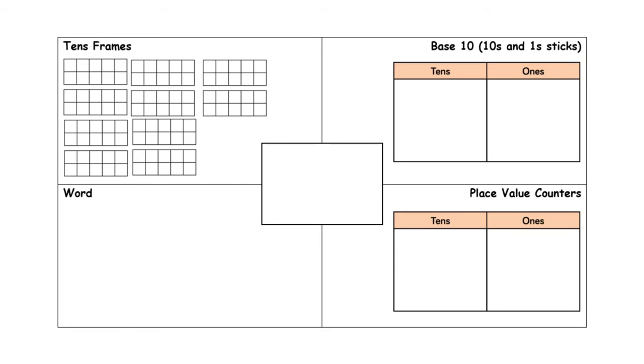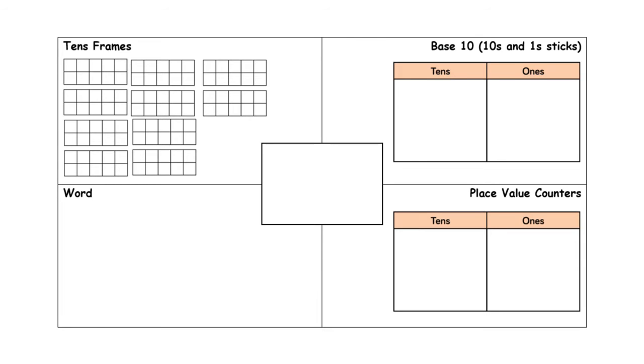In maths, we have been looking at the place value of numbers to 100. We did a lot of this in Year 1, and we're just recapping it in Year 2. We have been thinking about different ways that we can represent our numbers. We use tens frames, we use base 10, we can write our numbers as a word, or we can use place value counters, which is new to Year 2. We didn't use them in Year 1.